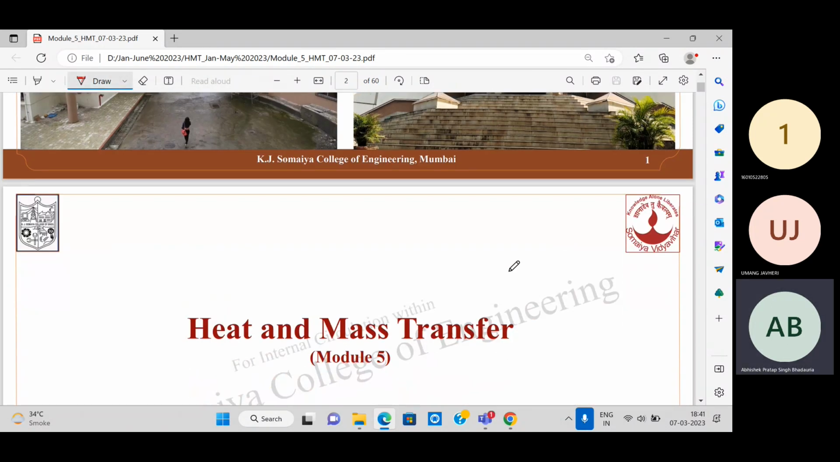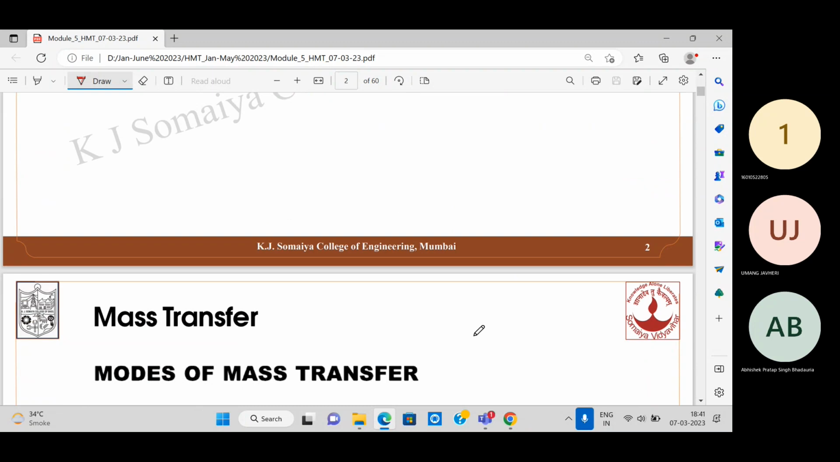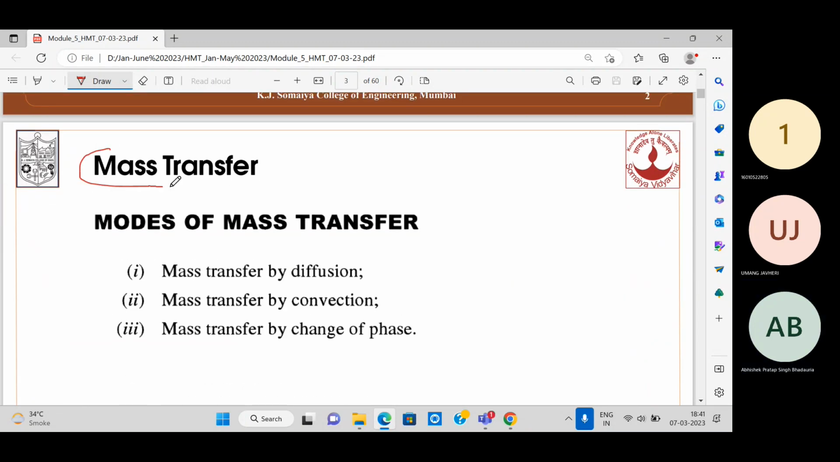So today we are going to discuss module 5.1, basically mass transfer. We have to understand the mechanism of mass transfer and the different modes of mass transfer. As I've already discussed with you, this mass transfer is analogous to heat transfer.